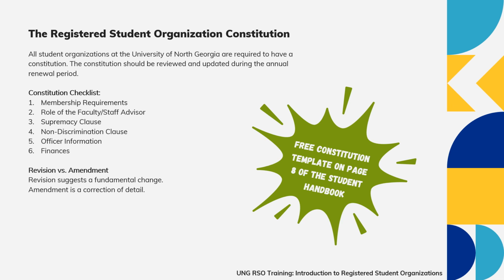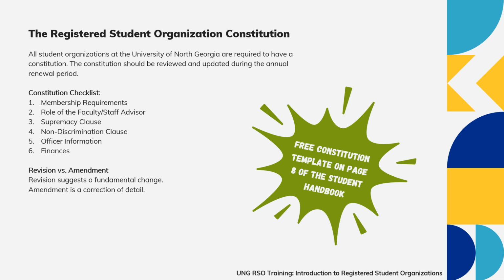The items listed in the checklist are required in your constitution's language if it does not already exist. The items are as follows. Membership requirements. Here you will denote who is eligible to be a member of your organization. Role of the faculty or staff advisor. As mentioned previously, advisors cannot make executive decisions for your organization, nor can they dictate programs and services provided by your organization. As an organization, you get to decide the role of your advisor in such a way that supports student self-governance.